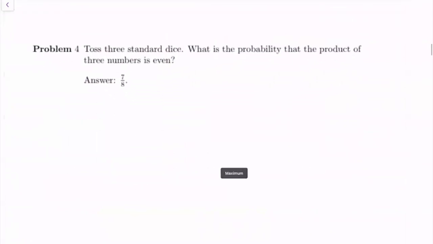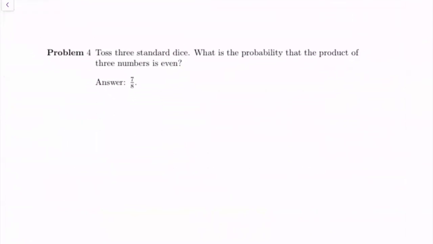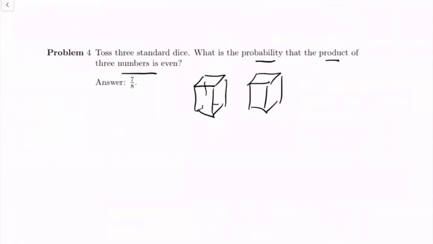Question number 4. Toss three standard dice. What's the probability the product of the three numbers is even? Here we have three standard dice, which means numbers from 1 to 6, 1 to 6, 1 to 6 on the faces of those three dice.